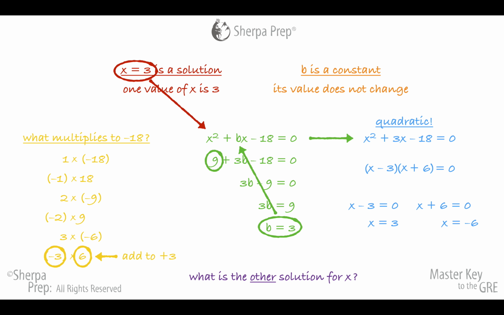Well, we saw at the beginning of this problem that x equals 3 is one solution. So what is the other solution? Well, we can see right here, the other solution is negative 6. And there you go, that's the reason here that the other solution is x equals negative 6.